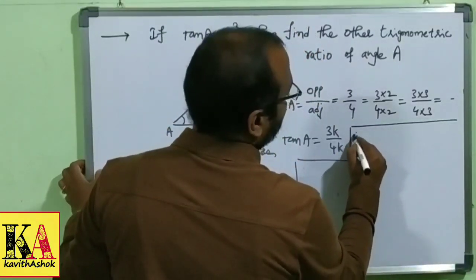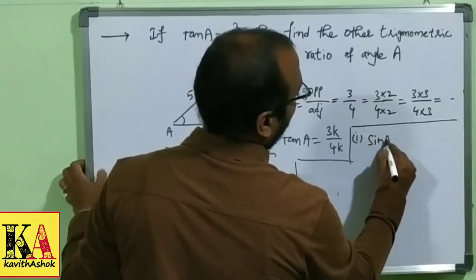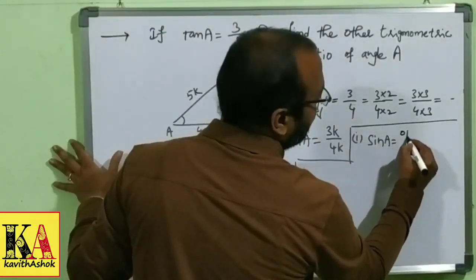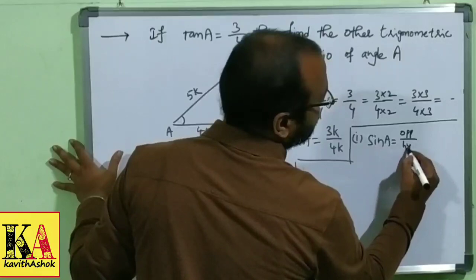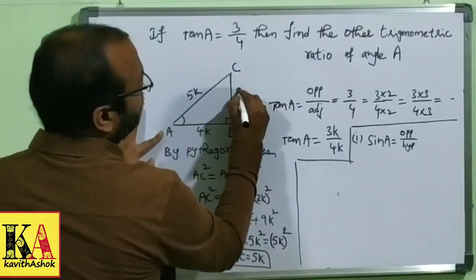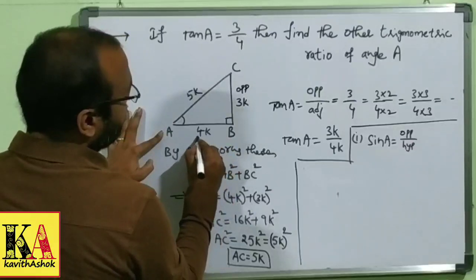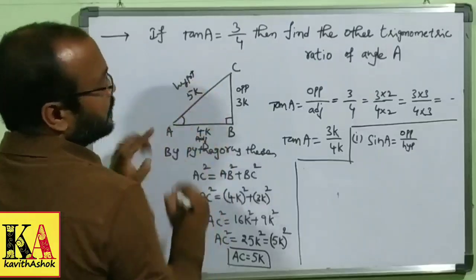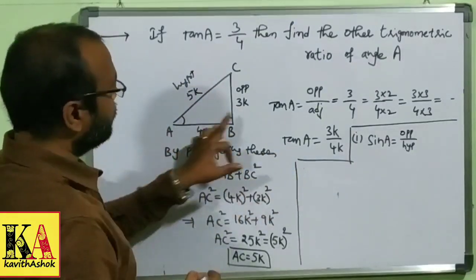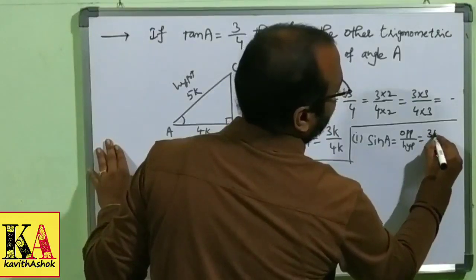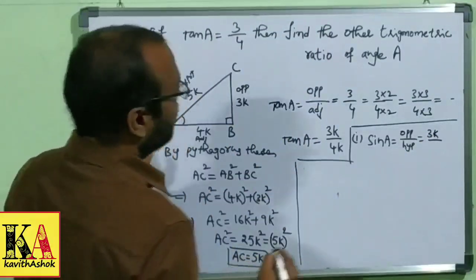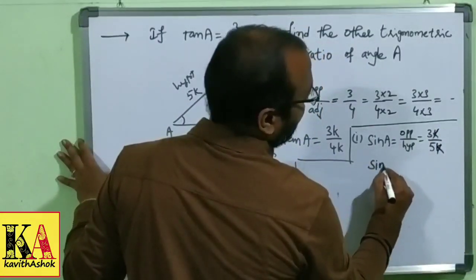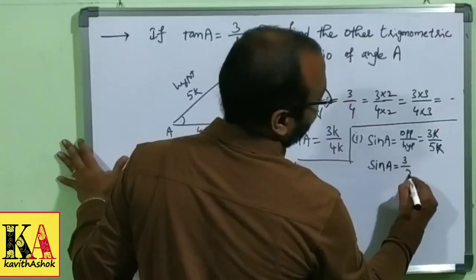First, sin A. Why? Because it is in terms of A. What is sin A? Sin A is opposite side by hypotenuse. Here this is the opposite side, this is the adjacent side and this is the hypotenuse. So that's why opposite side by hypotenuse. What is opposite? 3k, by what is hypotenuse? 5k. So k gets cancelled. Sin A value will be 3 by 5.